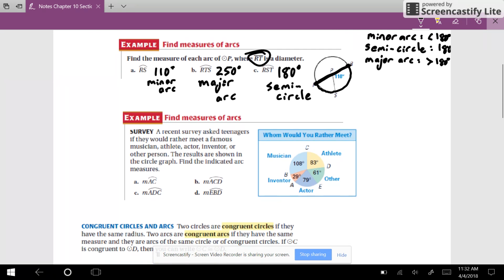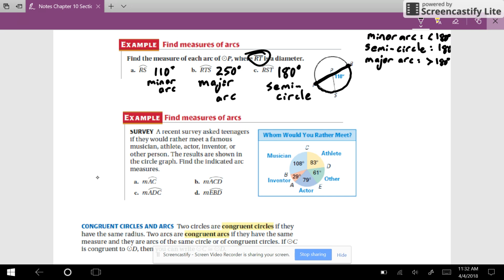This next example, if you look at the printed off sheet, it's kind of hard to read and you don't see those divisions. But if you look up here, this is more clear because it's color coded, so you can see it a little bit better here. Notice, they tell us a recent survey asked teenagers if they would rather meet a famous musician, athlete, actor, inventor, or other person. The results are shown in the circle graph. Find the indicated arc measures.